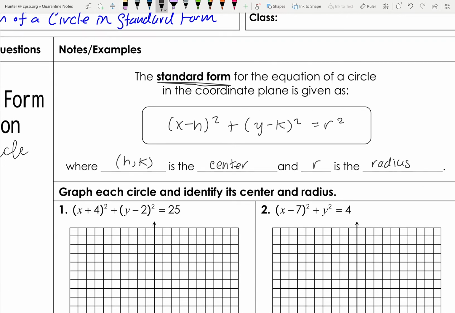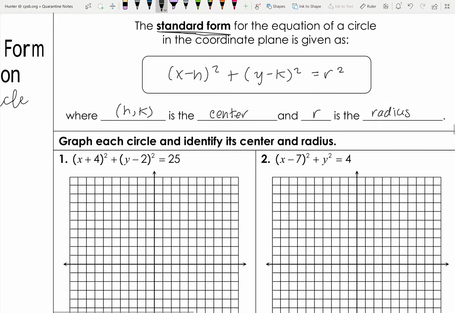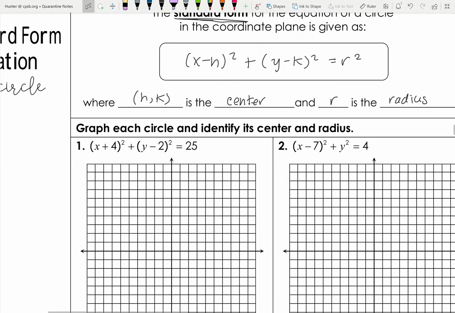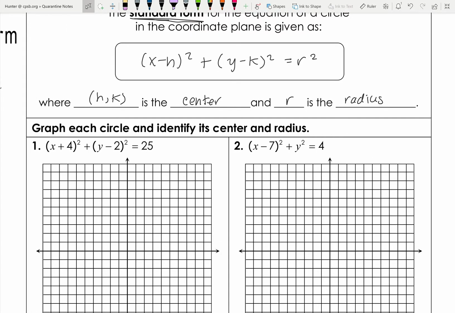Okay, so from this equation, I can find h is the x coordinate of my center, k is the y coordinate of my center. Alright, and then whatever's on the right side, take the square root of whatever you have, and that'll give you the length of the radius.